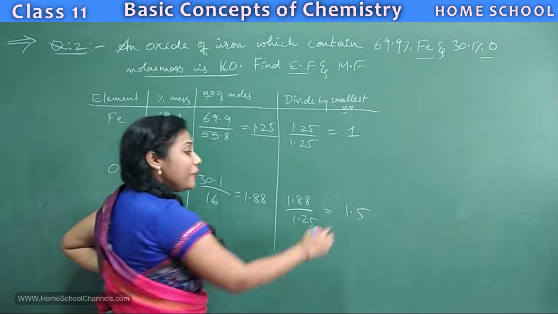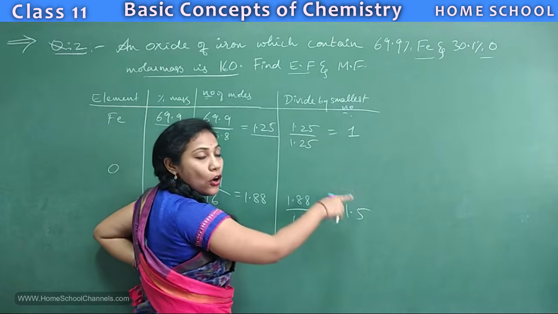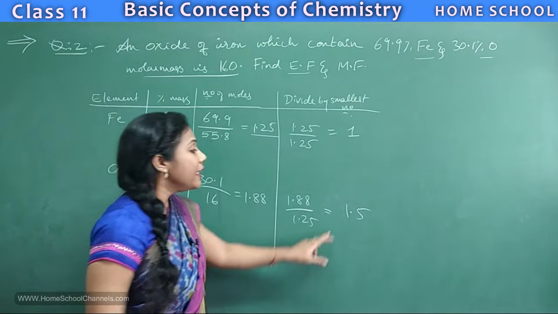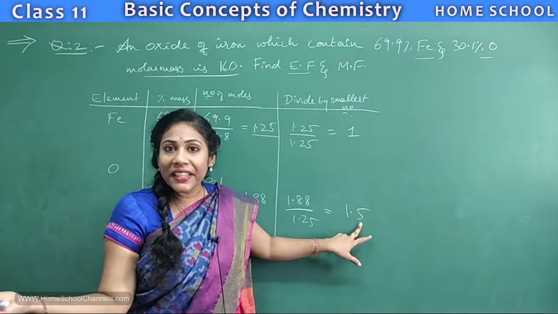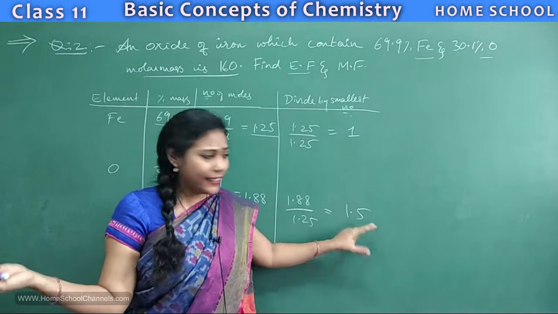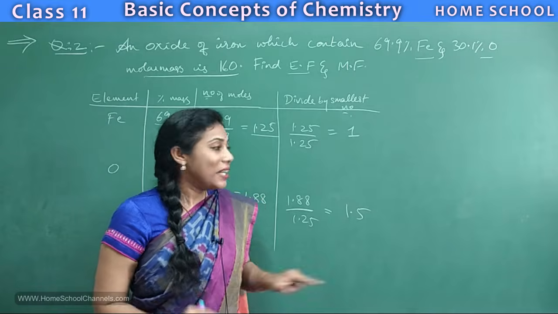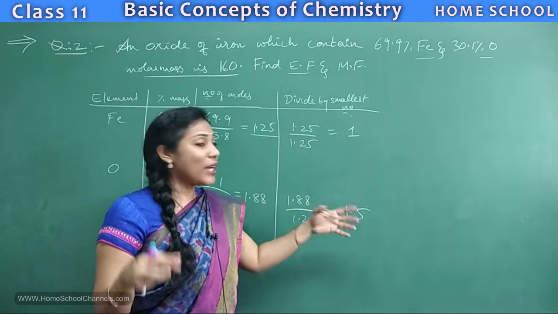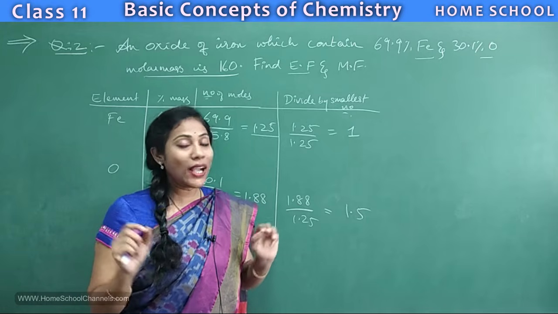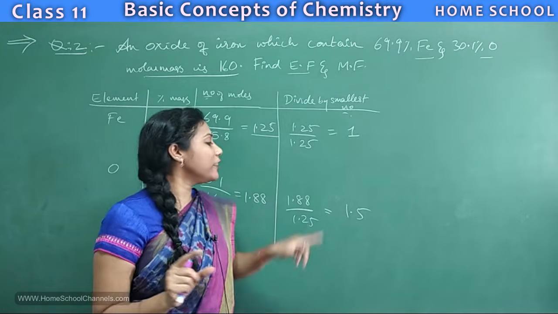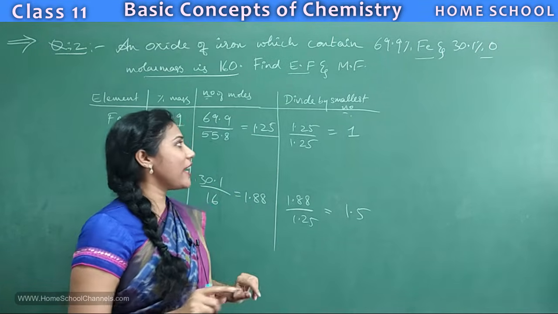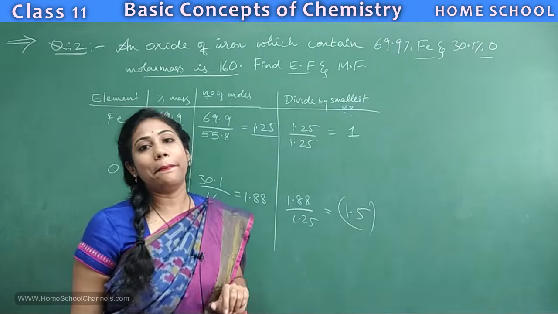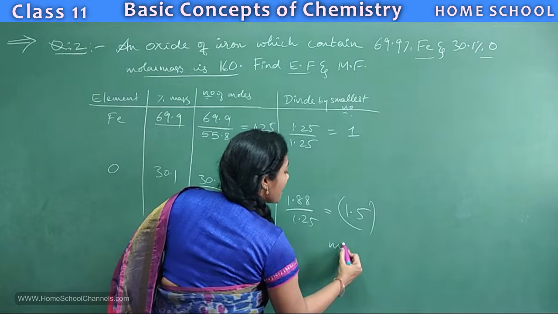Say if it was 1.1 or 1.2, you can consider it as 1 only. If it was 1.9 or 1.8, you can consider it as 2. But it is 1.5, right? So you can't make it a whole number. You can't make it a round figure. So to remove this fraction, you need to multiply with a suitable number. So what you need to do?